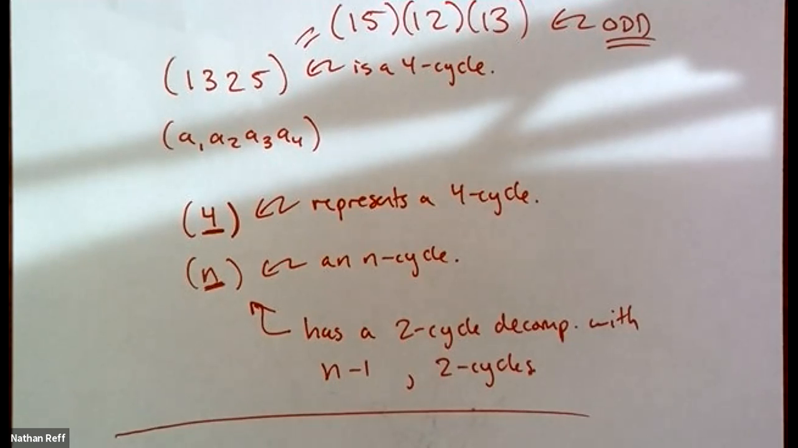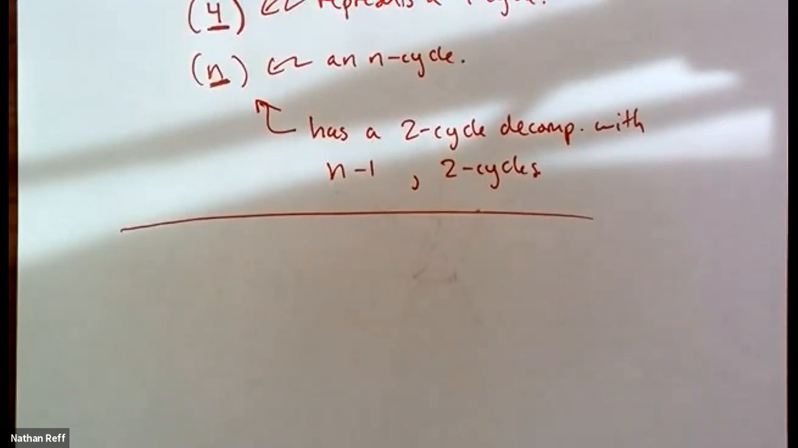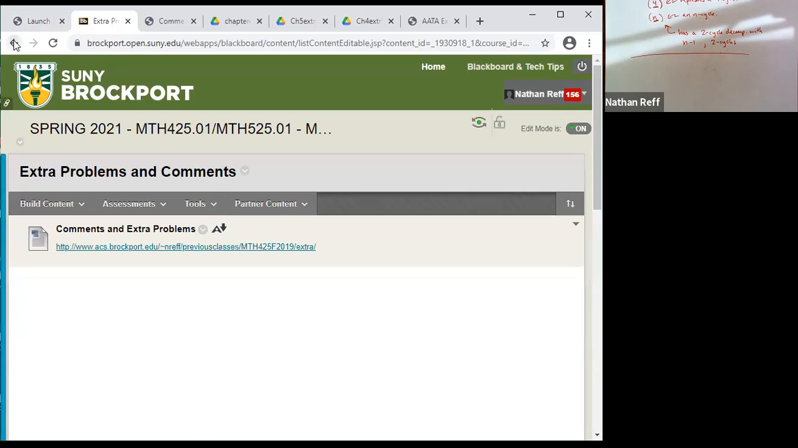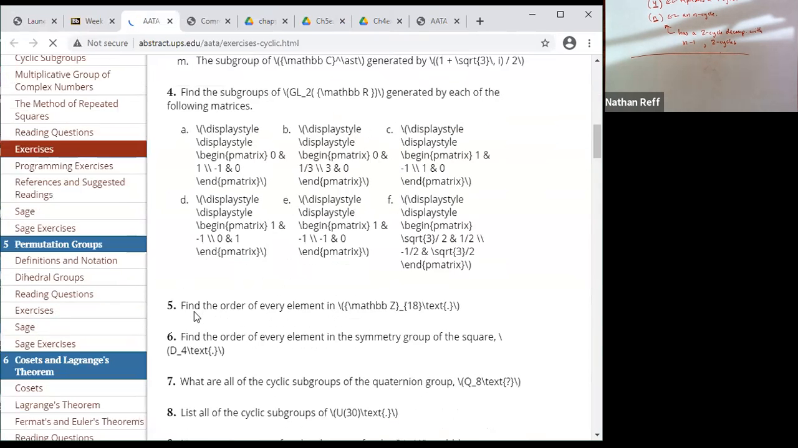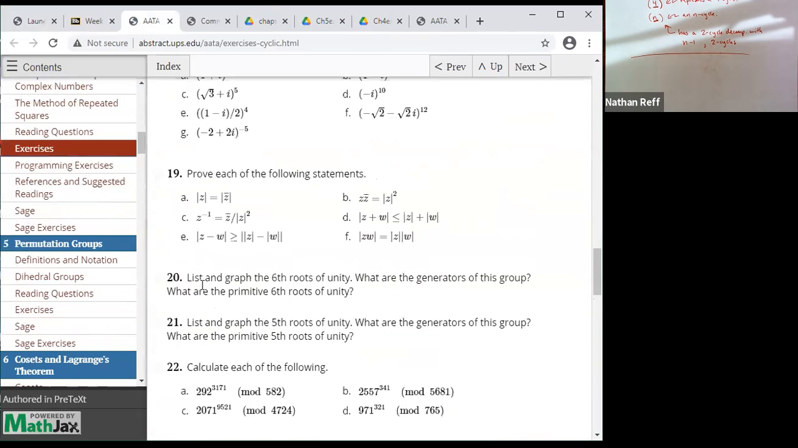Yeah. Okay. I got a question on, I think it was the first question on question 20. I think it's chapter 4. The very first one, question 20. So list the 6 roots, the second part of that. How to find the generator. What are the generators? Yeah, so those are the ones.